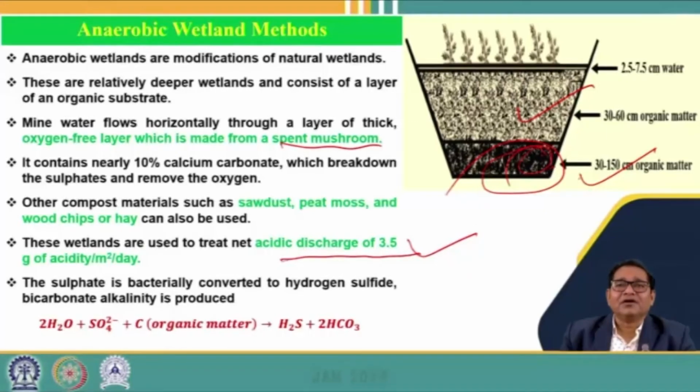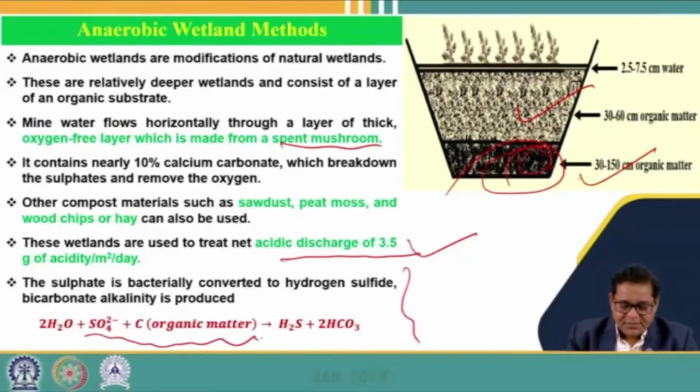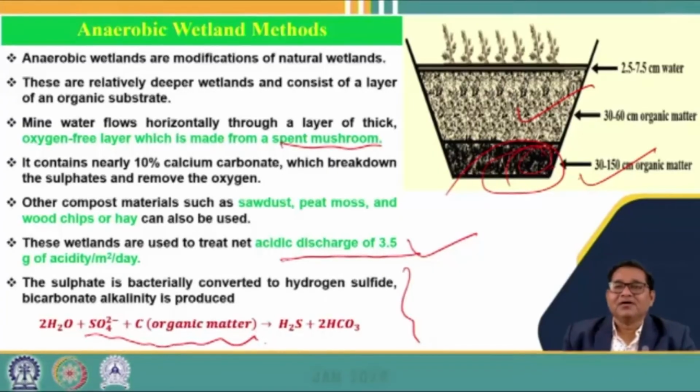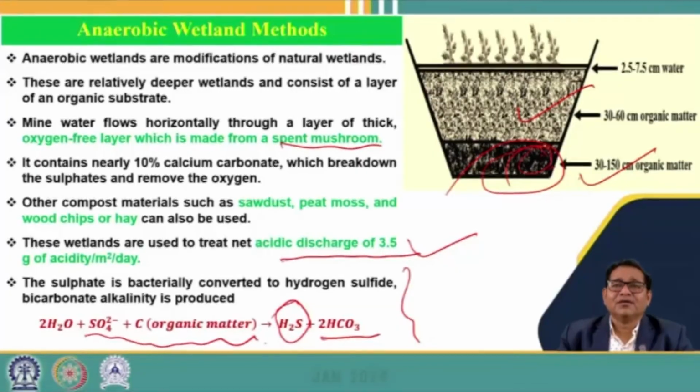In anaerobic conditions, because the acid mine drainage also contains a lot of sulfate, this sulfate is anaerobically decomposed in the presence of the substrate, which is the organic matter that acts as a carbon source. The sulfate gets converted into H2S, and bicarbonate alkalinity is also produced. So these are systems used for removal of heavy metals and degradation of sulfate. The sulfate that gets converted into sulfide will be removed from the water.